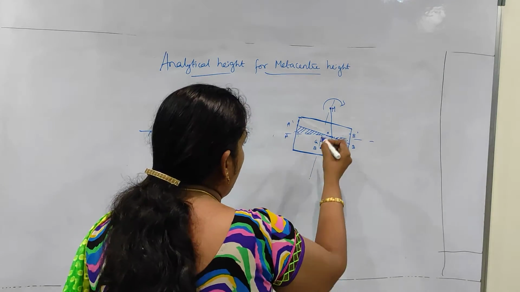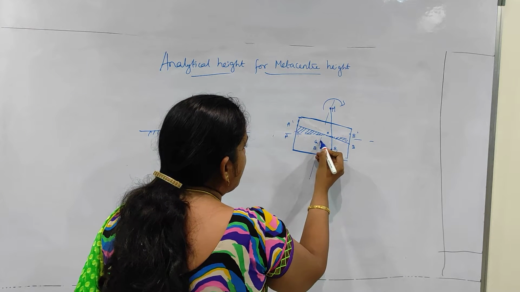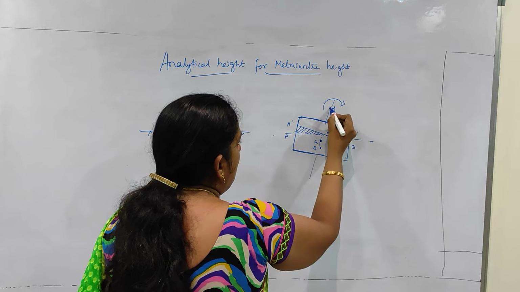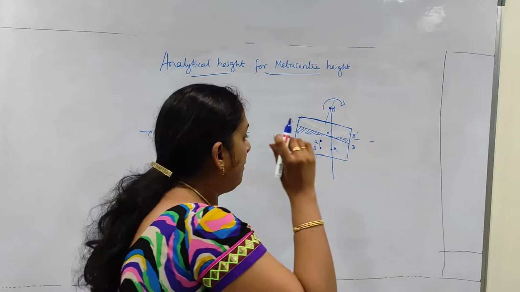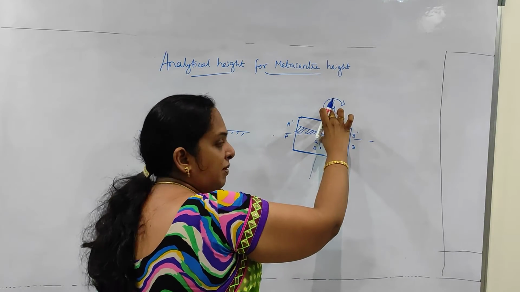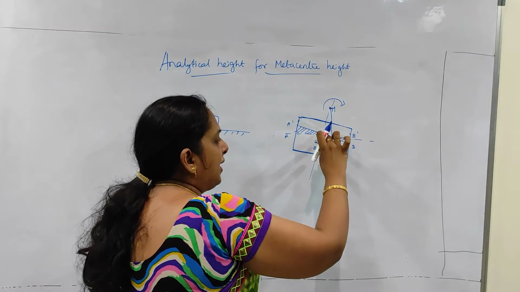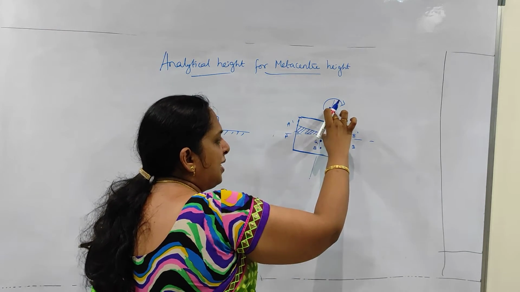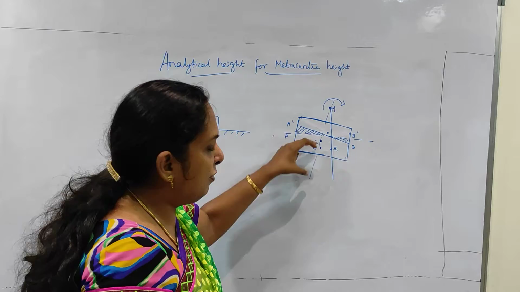Actually, the metacentric height, from the diagram, is the height from G to M. I'm sorry, the total height is BM. The height I want is the metacentric height GM, but BG I don't know, and GM I don't know, and I want to find out GM.